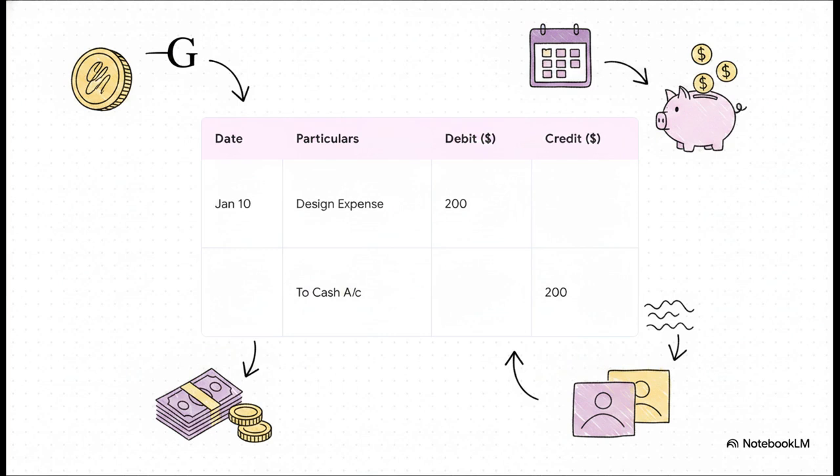Say on January 10th, you pay a graphic designer $200 for your startup's cool new logo. That is absolutely a cost of doing business. It's an expense. Therefore, we debit the design expense account for $200. And since cash is going out, remember our real account rule from a minute ago? We credit cash for $200. It just all connects so beautifully across the different account types.